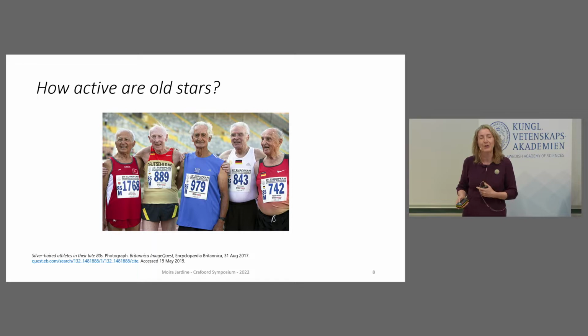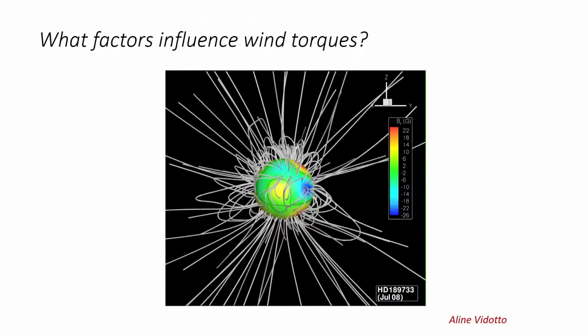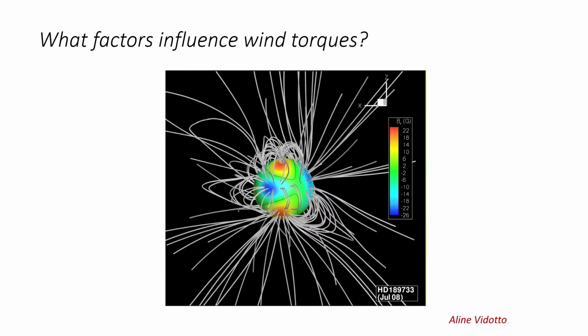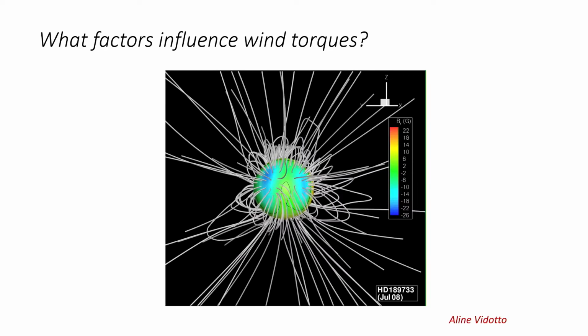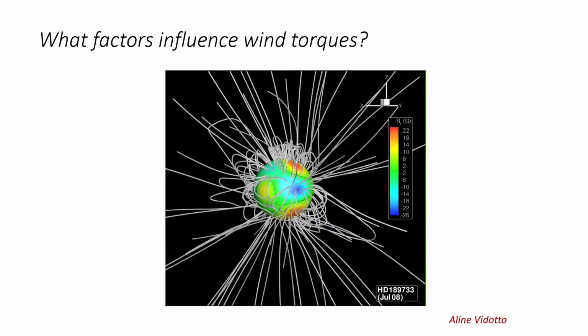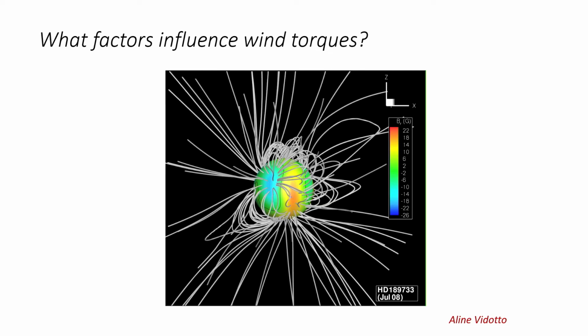So to answer these questions, we really need to understand what different factors affect the torques in the wind. And the torques are what cause the loss of angular momentum. So I'm showing here a big MHD simulation from Eleni Vidotto. What you're looking at are the field lines in gray. So these little loops here would be what you see bright in X-ray images. That's the hot corona that we heard about this morning. But that hot corona is pushing the magnetic field outwards, and that's what you see, these long straight lines. That's where the wind is escaping.